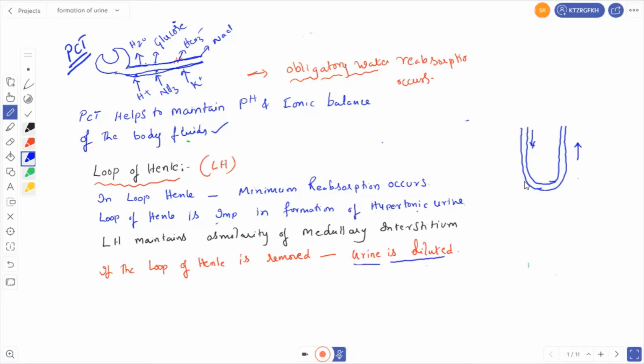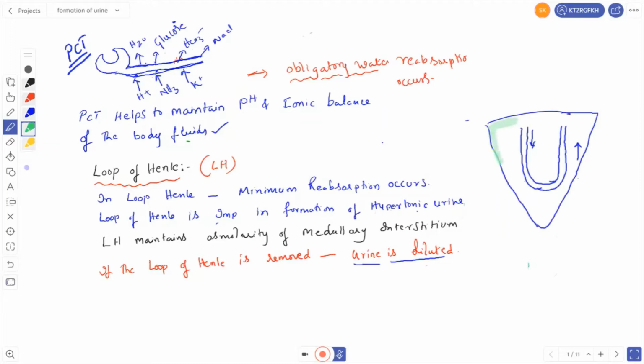Generally, you know that this is the medulla. Inside the medulla, the nephron is present, and that is the loop of Henle. And inside the medulla, the tissue is present. So this entire thing is a tissue, and this tissue is called the interstitium. The interstitium is nothing but the tissue present in the medullary region.